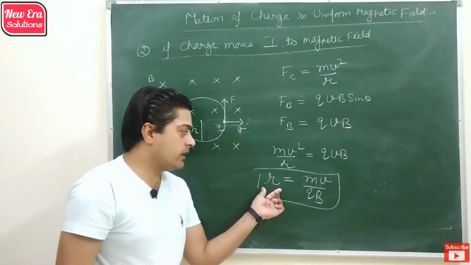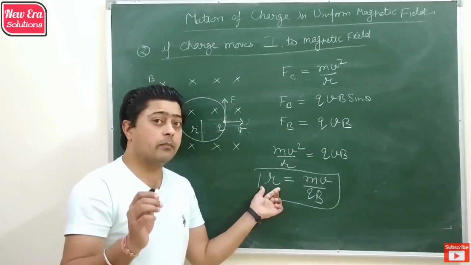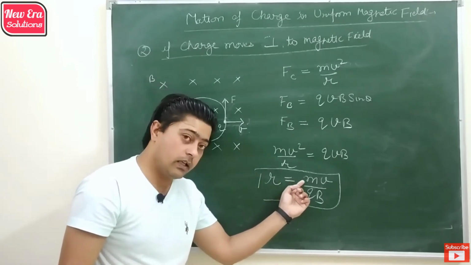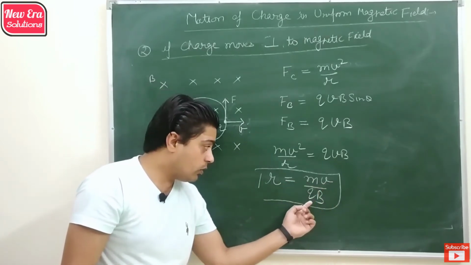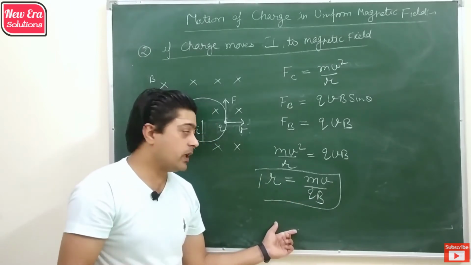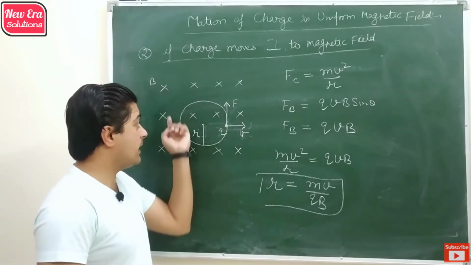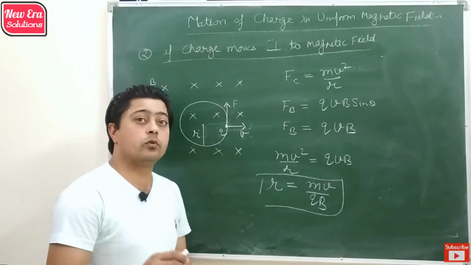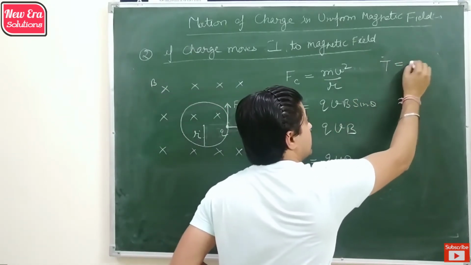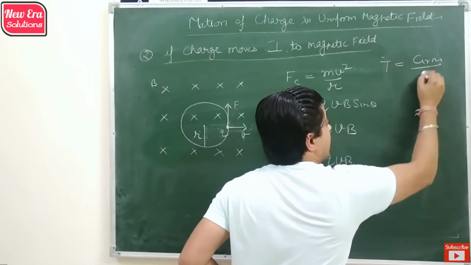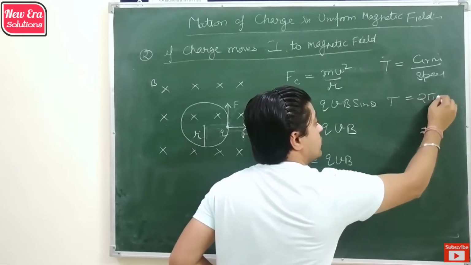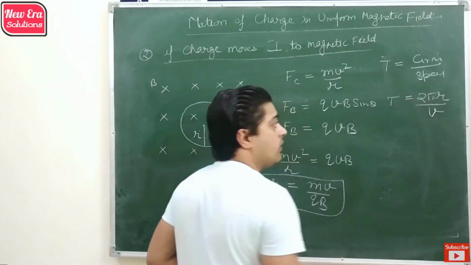So the radius of the circular path traced by the charge in a uniform magnetic field depends on its mass, its speed, the magnitude of the charge, and the magnitude of the magnetic field. And if we want to find the time period of the charge to complete the circle, then we know the time period is equal to circumference upon speed. So the circumference is 2 pi r with the speed of v.